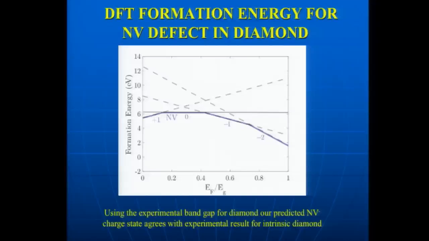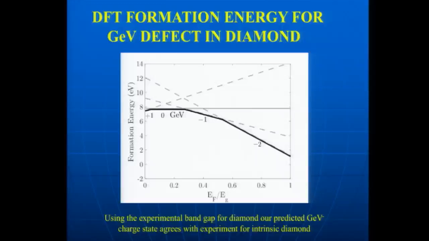How about other color centers? Let's say the germanium defect in diamond. Same story. We were able to calculate these results and compare them with the work of Ishikawa and his colleagues in Japan, and show that the preferred charge state for the germanium defect in diamond is also the -1 charge state.